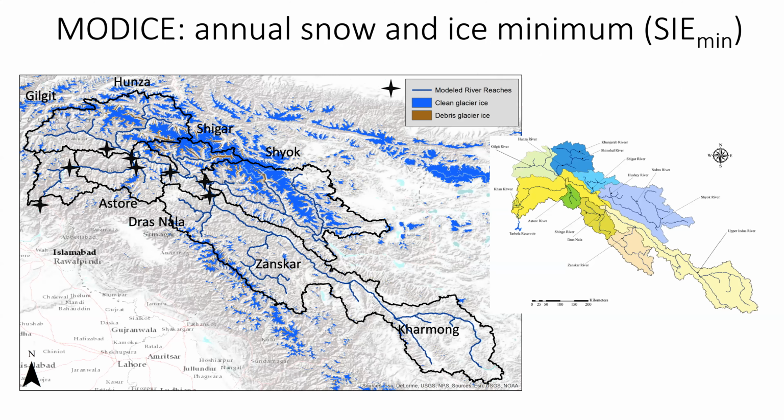We use the time series I just showed you for snow cover to track every pixel's minimum snow cover and ice throughout the year. This map shows the minimum snow and ice cover for a single year and subbasins of the upper Indus River Basin.